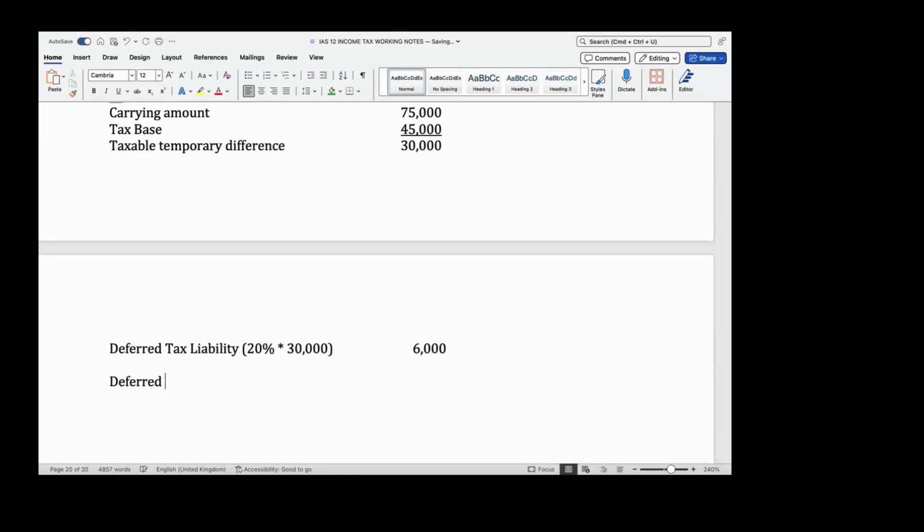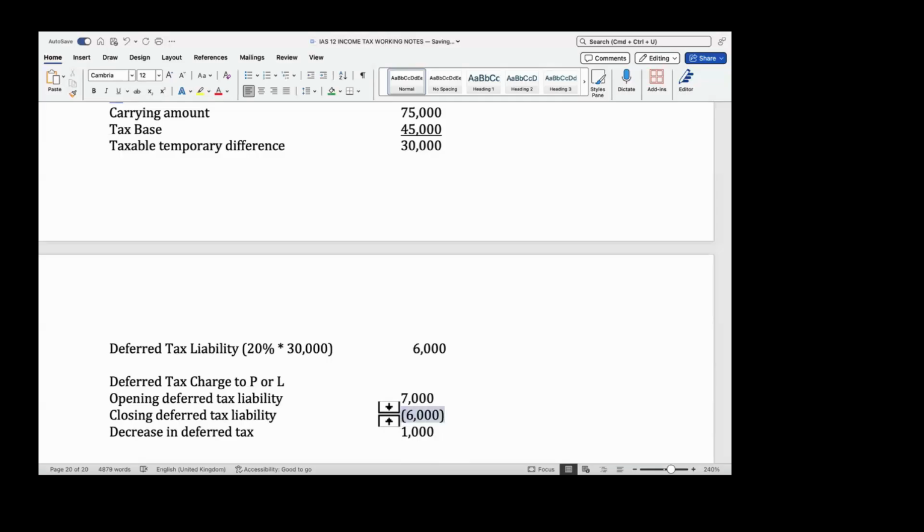So the deferred tax charge to profit or loss will be the opening deferred tax liability, which is 7,000, compared with the closing deferred tax liability, which is now 6,000. In this case, we have a decrease in deferred tax. That will be a deduction from your P&L. A decrease in deferred tax goes to P&L. It's a deduction.